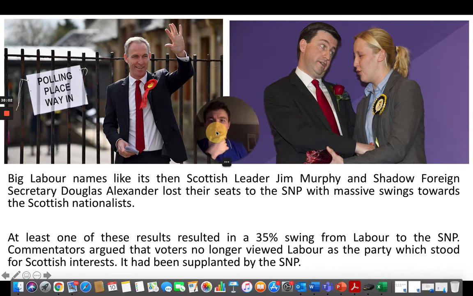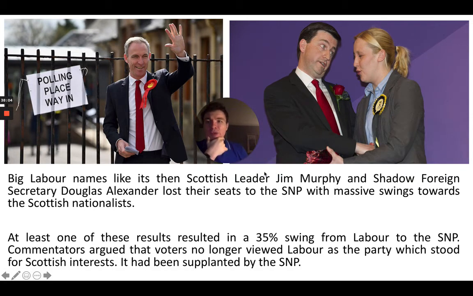Now, watching it on the night was remarkable because it was clear that this was no ordinary election. It was clear that this was a seismic shift in Scottish politics. Very rarely do you get a shift on this level. When Tony Blair came to power in 1997, the national swing away from the Conservatives to Labour was, I think, probably less than 10%.